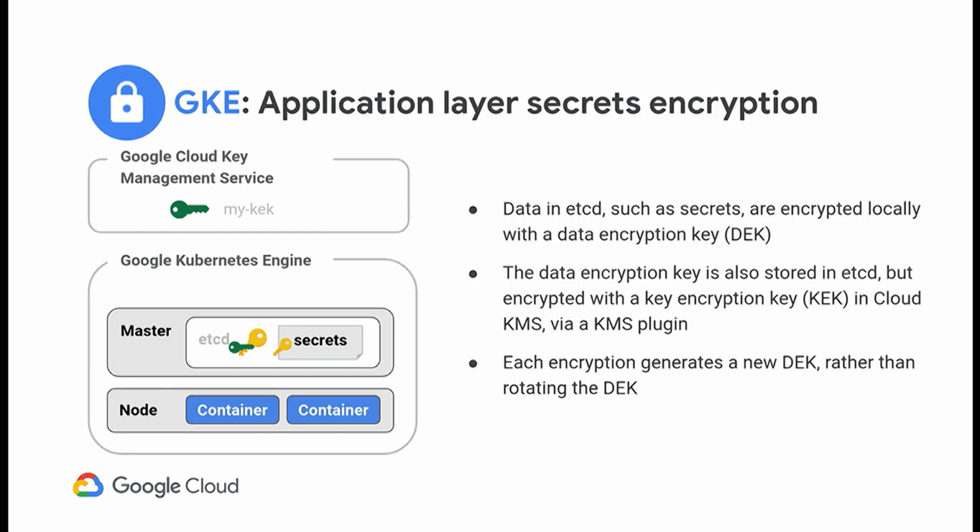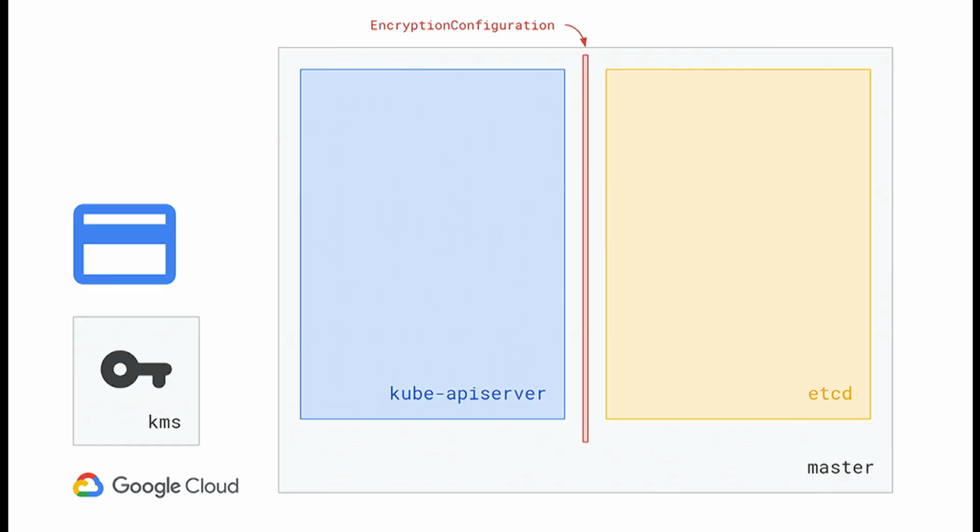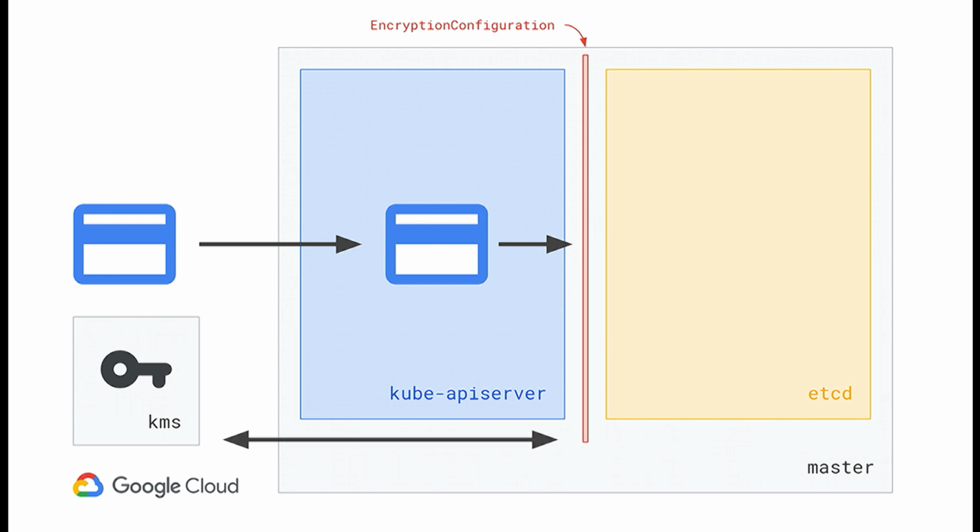So we offer application layer secrets encryption for GKE. The TLDR here is that you can use Cloud KMS to encrypt your secrets in etcd. Going back to that previous slide, let's look at what that might look like. Again, your app submits a secret to the Kubernetes API server, but before the Kubernetes API server pushes that secret into etcd, it is encrypted with Cloud KMS. And then it is stored encrypted in etcd.